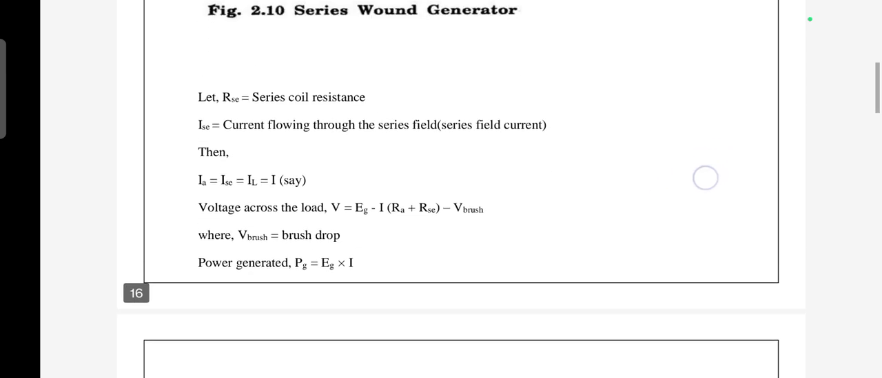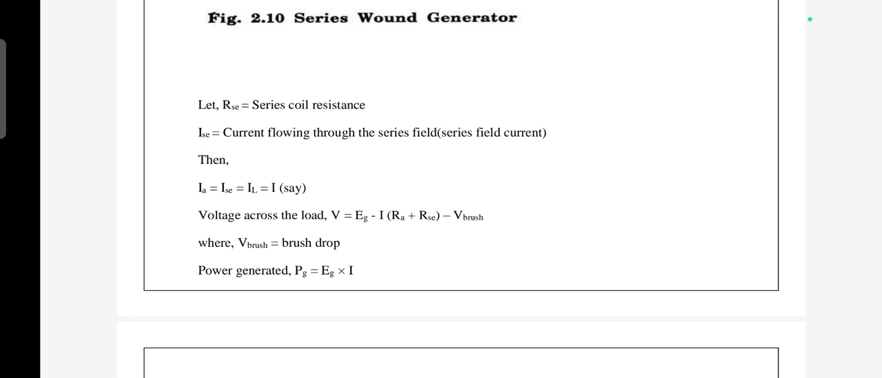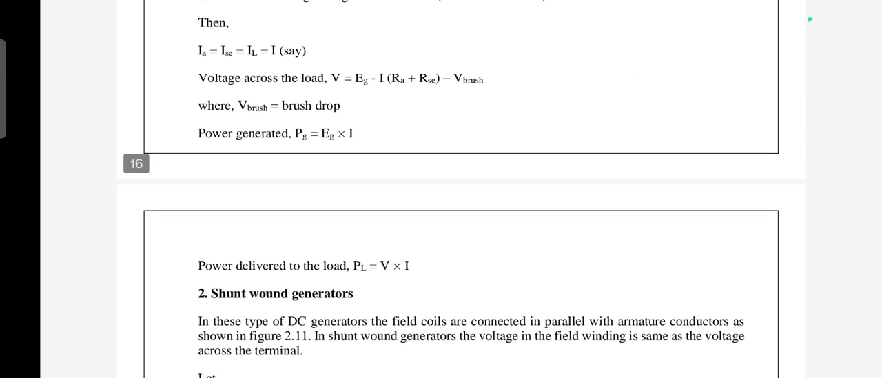where we can relate its expression as: series coil resistance R_SC, and I_SC is the current flowing through the series field resistance, where I_A equal to I_SC equal to I_L equal to I. We can consider all the current as equal to the total current I, and then the voltage across the load is V equal to E_G minus I into (R_A plus R_SE) minus V_brush, where V_brush indicates the drop across the brush, and the power generated is equal to flux into current, and the power delivered to the load is equal to voltage into current.